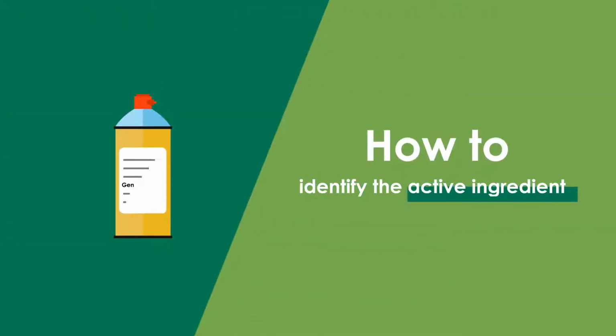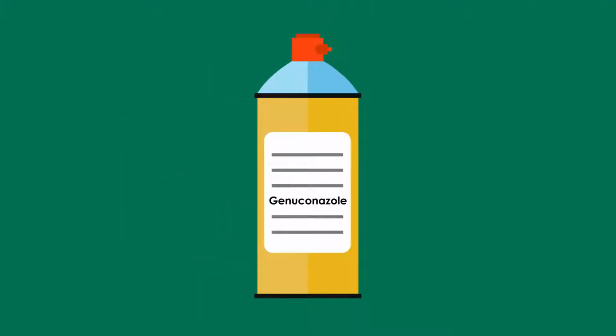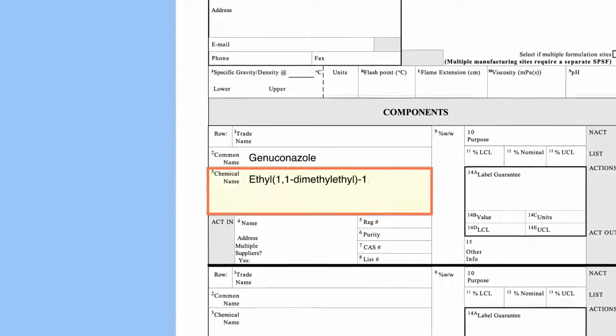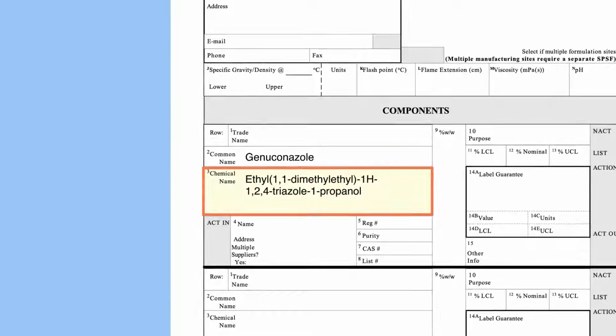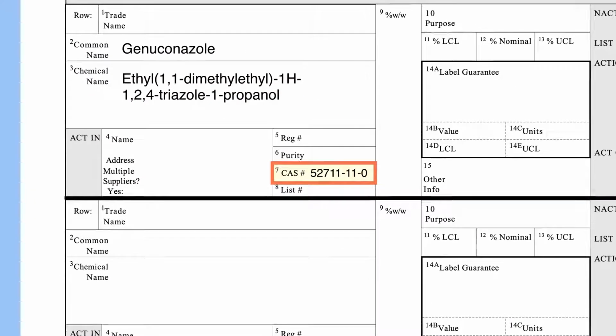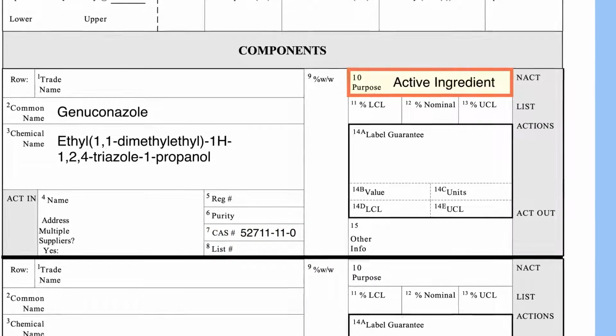Now, let's take a look at how to identify the active ingredient. Its common name usually appears on the product label. Enter the common name of the active. Enter the CAS or IUPAC systematic chemical name. Then enter the CAS number associated with the active. Add active ingredient as the purpose.